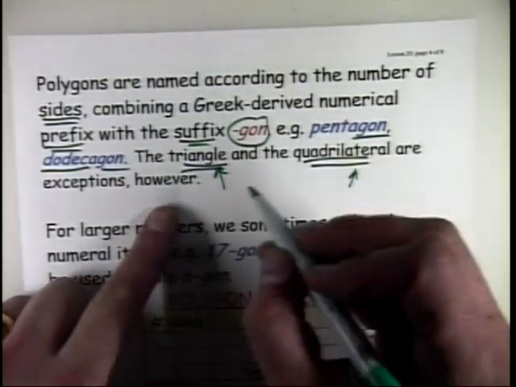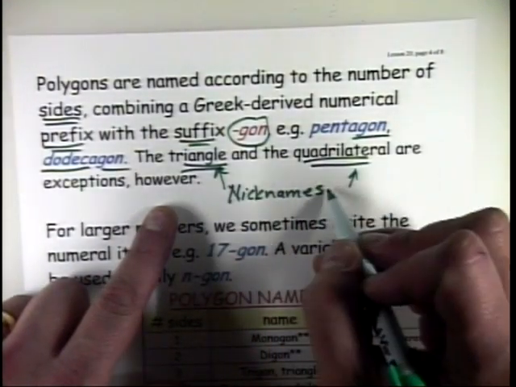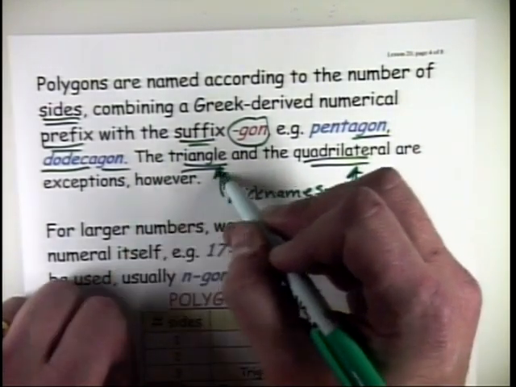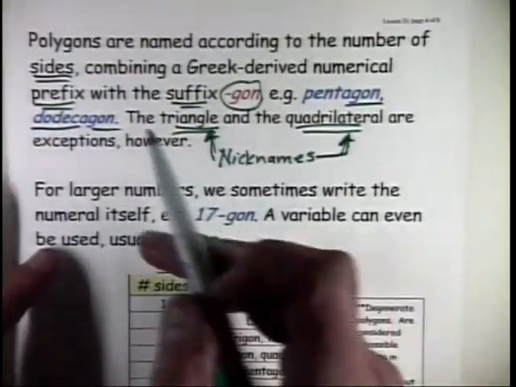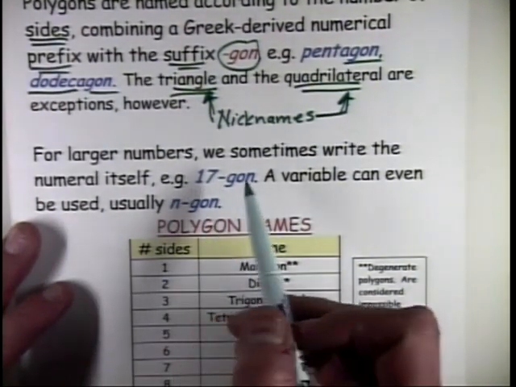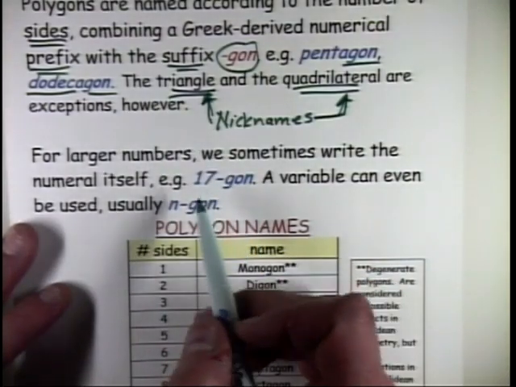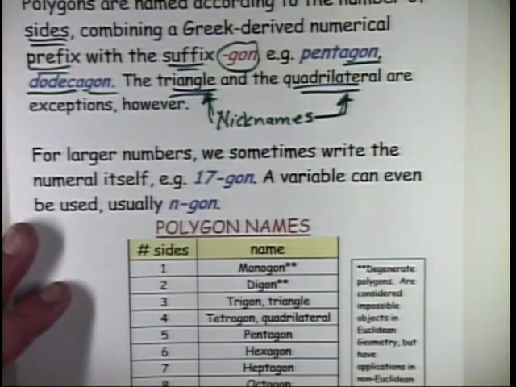But we really don't use them. So you could think of these as being their nicknames, and it's appropriate to use their nicknames. Okay? Now, if we don't use pentagon or dodecagon, sometimes we can actually use the number itself. Like if it has 17 sides and we can't remember the prefix for 17 sides, we can simply call it a 17-gon, which is pretty nice.